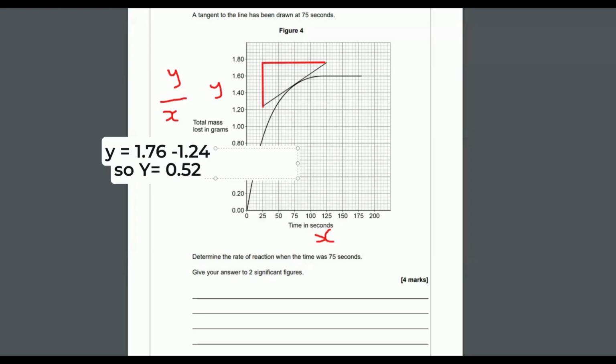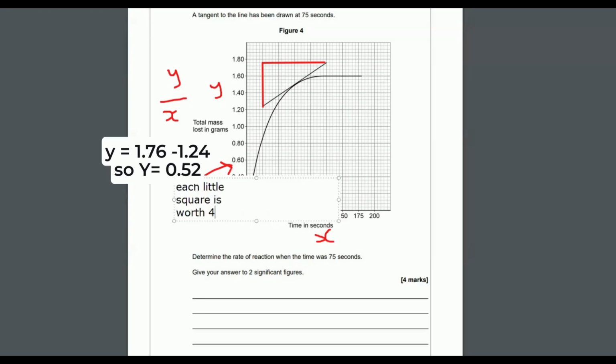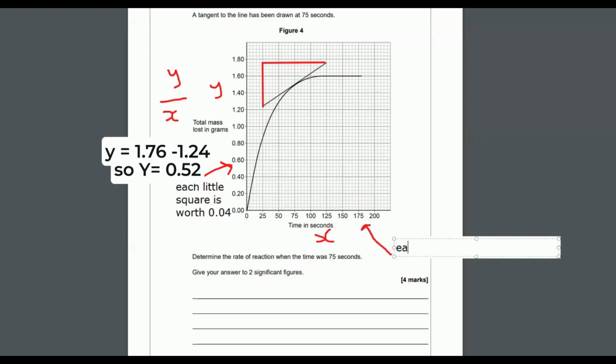So how do we work out x? Remember, first of all, for y, each one of these squares is worth 0.2, right? So I had to work out that each baby square on the y-axis is worth 0.04. Not 4, 0.04, because essentially you're doing 0.2 divided by 5, and you get 0.04. So what we have to do to work out x is first work out how much each little square is worth on the x-axis. And each little square here is worth, it looks like, 25 divided by 5. So each little square is worth 5. And that is on the x-axis.